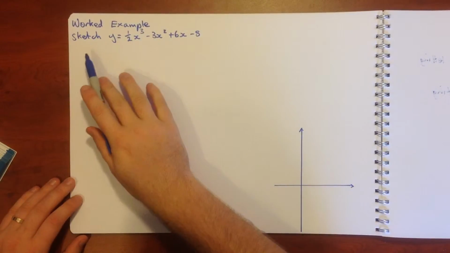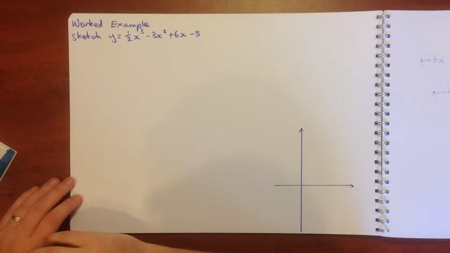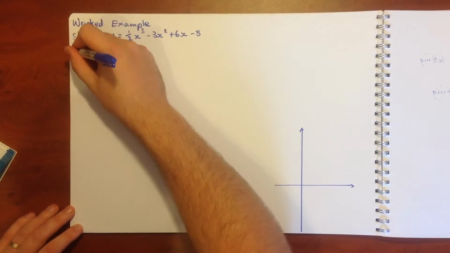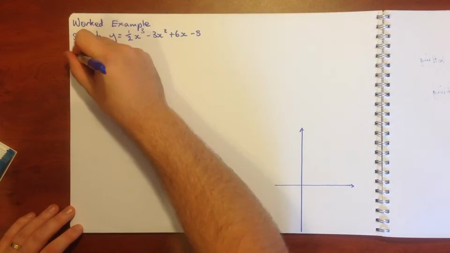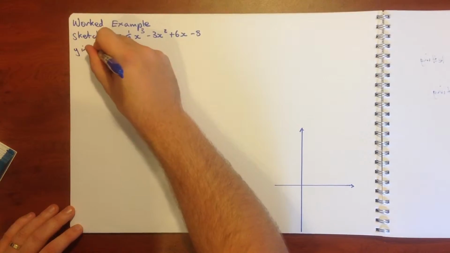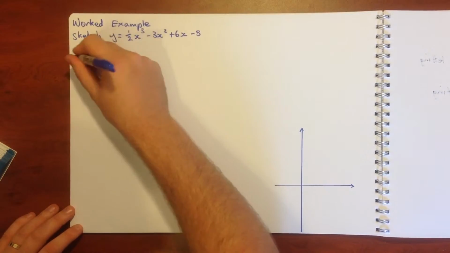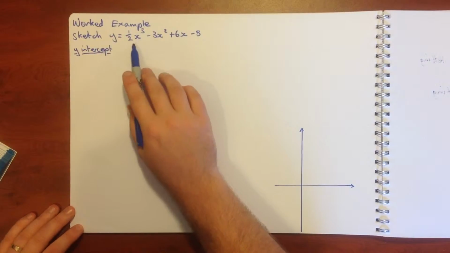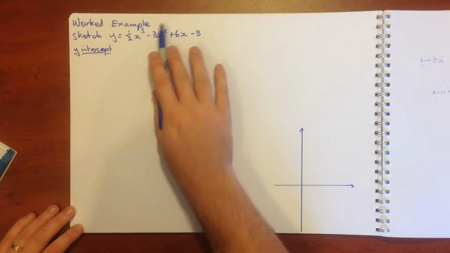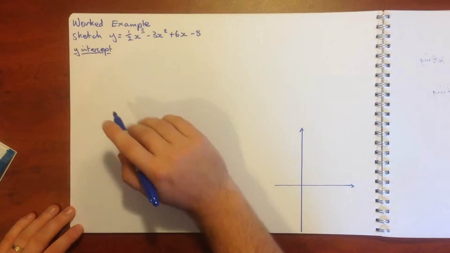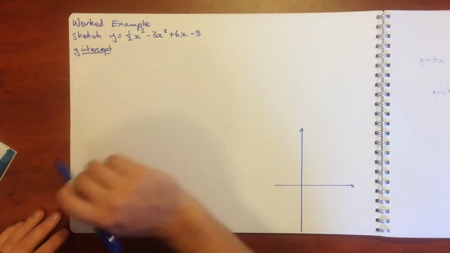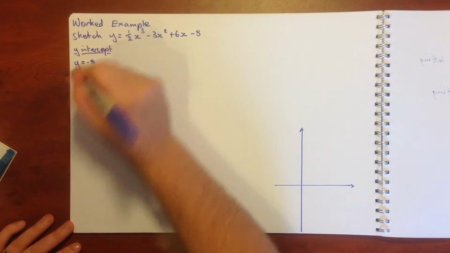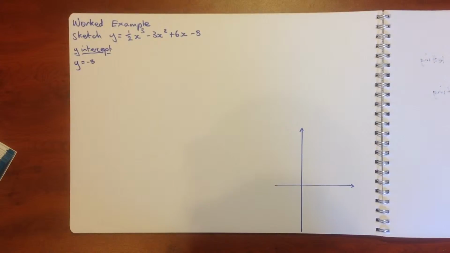Okay, so we're going to look at sketching this graph. We're going to start off by finding our y-intercept. We've got to let x equal 0. So when we let x equal 0, this disappears, this disappears, this disappears, and we get that our y-intercept is when y equals -8. So that one's nice and easy.